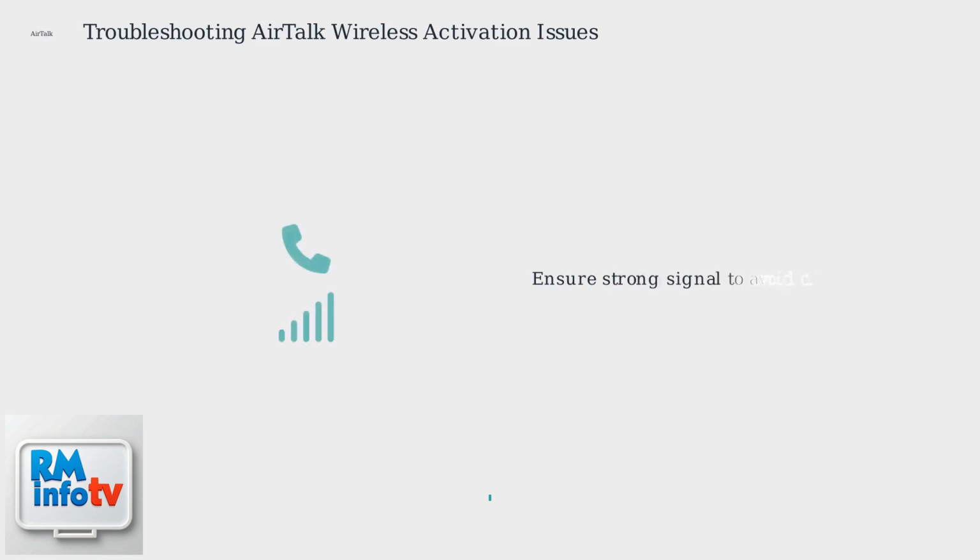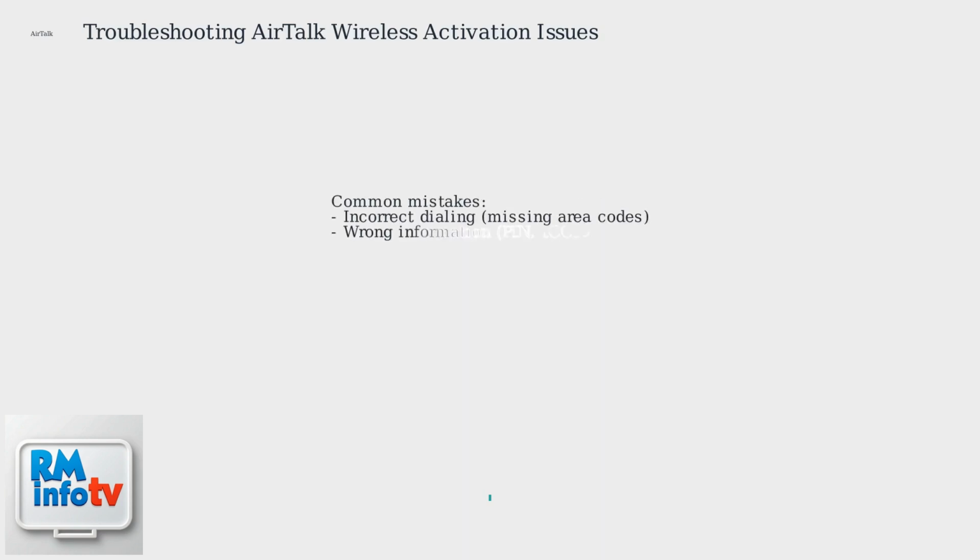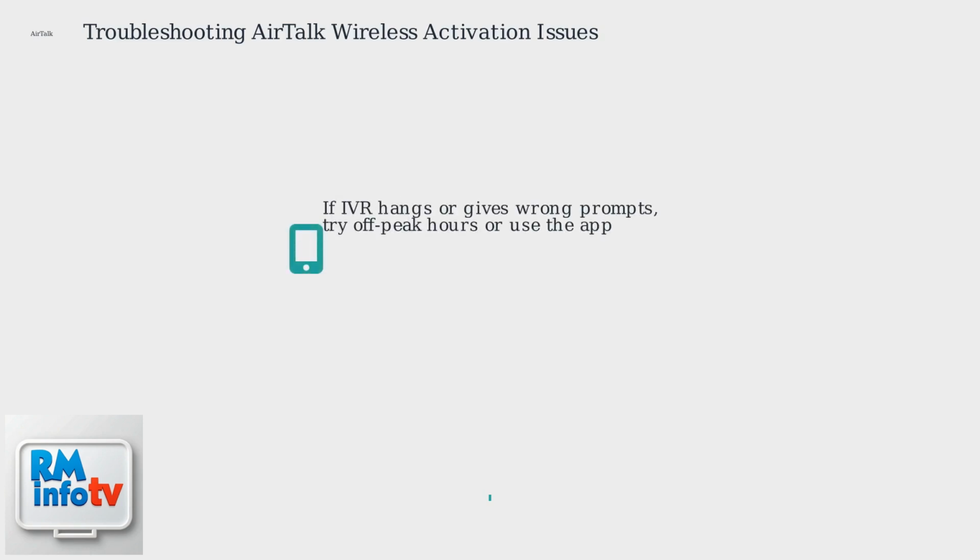When dialing, ensure you have a strong signal to avoid disconnections. Once connected, carefully navigate the IVR menu, paying close attention to the prompts. Common mistakes include incorrect dialing, such as missing area codes or entering the wrong information like your account PIN, SIM ICCID, or IMEI. If the IVR system hangs or provides incorrect prompts, try again during off-peak hours to avoid congestion.